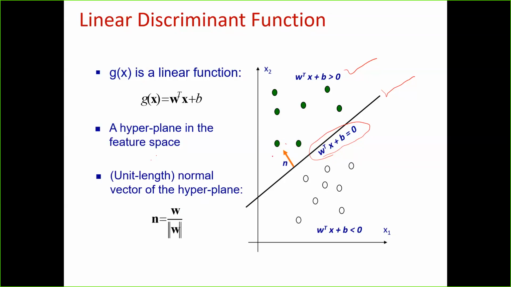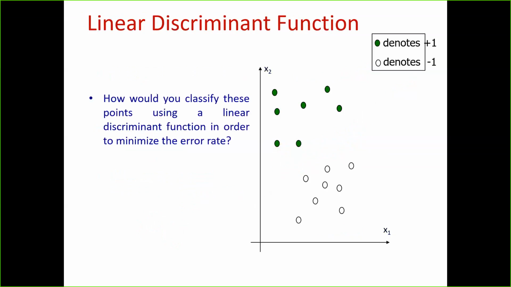Here n is the unit length vector which is perpendicular to this line. Because W transpose X plus B equals 0, W is a vector which is orthogonal to this line. If you want a unit length vector, divide W by mod of W, and you will get a unit length vector in the same direction as W. We're going to use this later, so just keep that in mind. Are you with me so far?